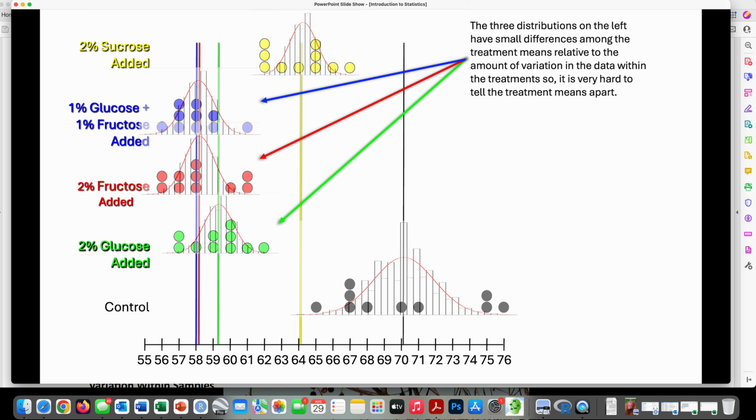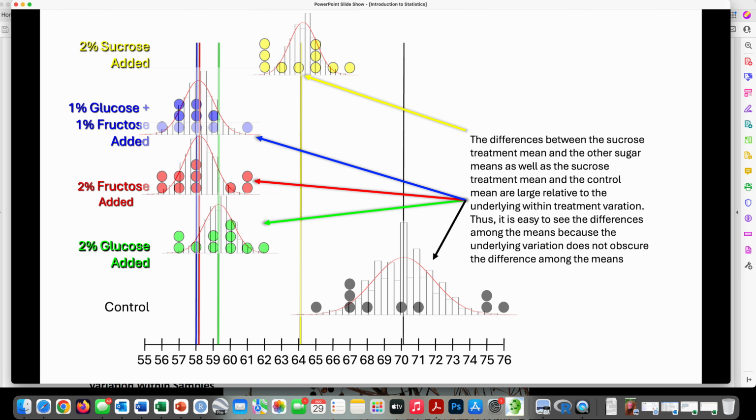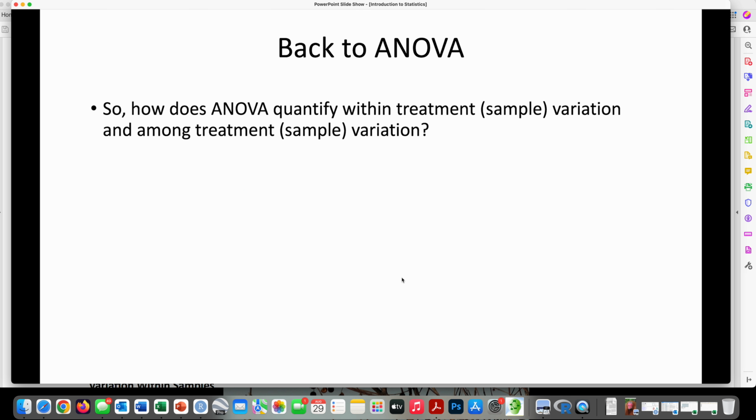So the three distributions on the left have small differences among the means relative to the amount of variation within the means, so we would say that we can't really tell them apart. The differences between sucrose and the control and everybody else are probably significant because the differences between the means are much bigger than the variation within the means. And so this is essentially what an ANOVA is going to be telling us about.